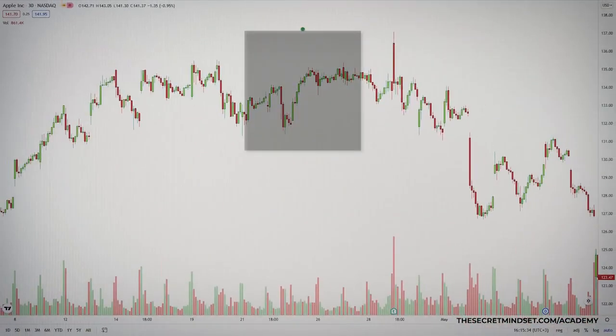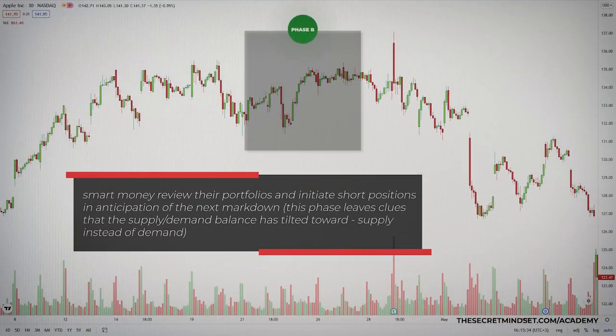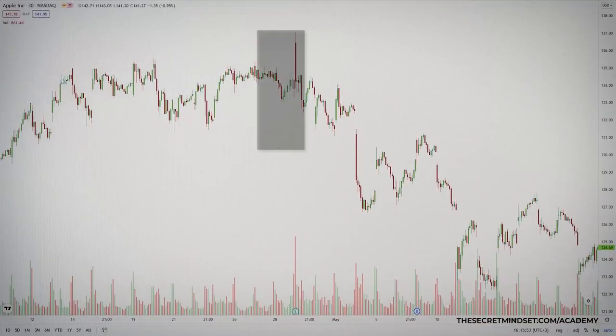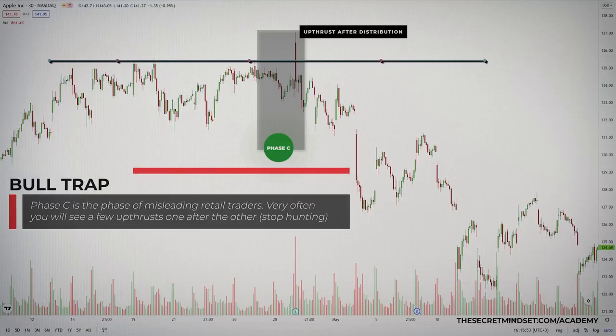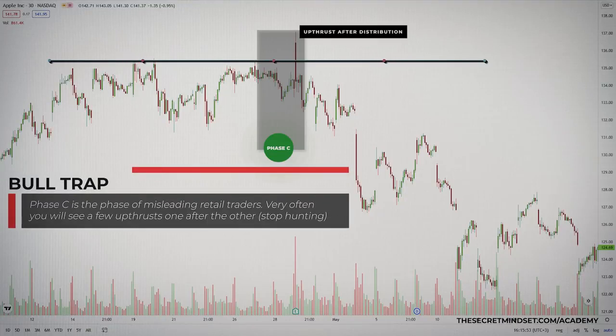During Phase B, smart money review their portfolios and initiate short positions in anticipation of the next markdown. This process shows that the supply and demand balance has tilted downward, toward supply instead of demand. For instance, signs of weakness are usually followed by significantly increased spread and volume to the downside. Phase C is the most interesting phase of the distribution. This is the time when many retail traders go long during one of the most popular traps. In other words, Phase C is the phase of misleading retail traders.